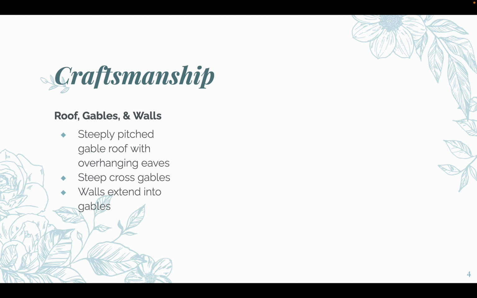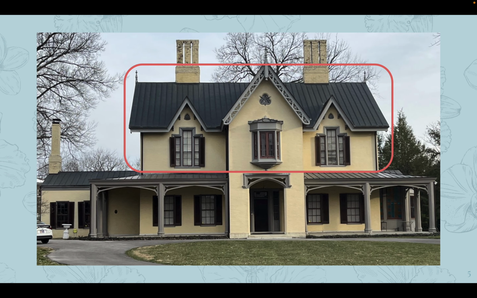Craftsmanship. While Gothic homes vary in their shape and size, they have some universal characteristics. For example, they are typically asymmetric and taller than 1 story. Gothic Revival roofs are steeply pitched with slightly overhanging eaves, and most have cross gables. The walls of these homes often extend into these gables. Elley Villa contains each of these characteristics.